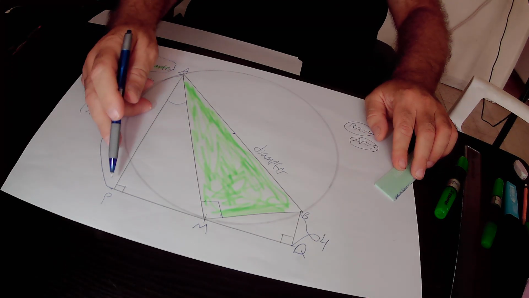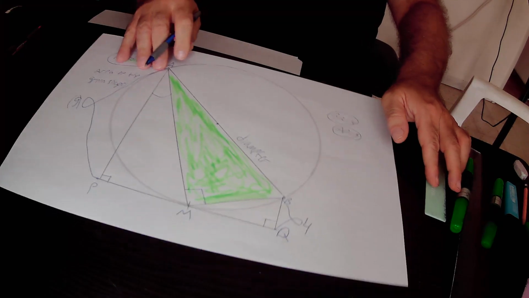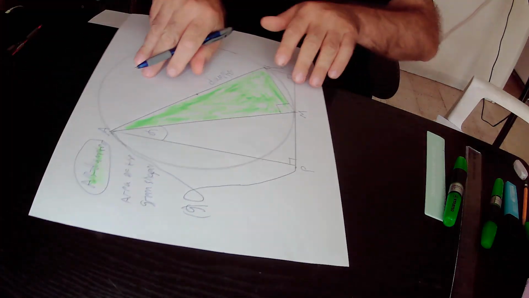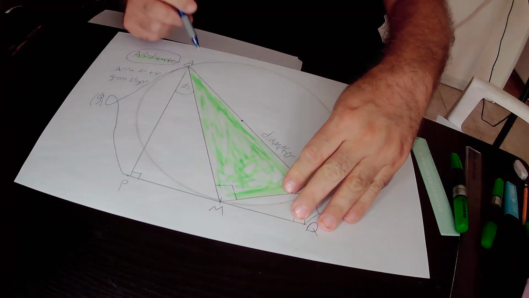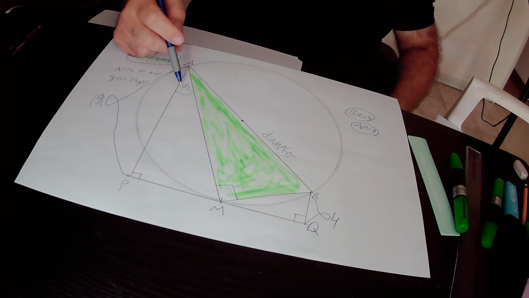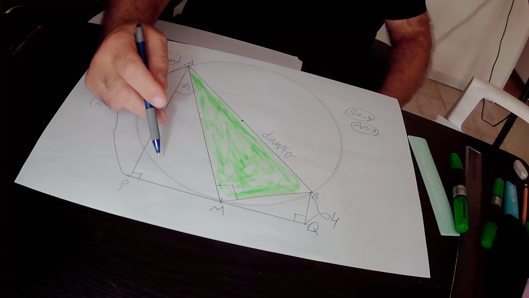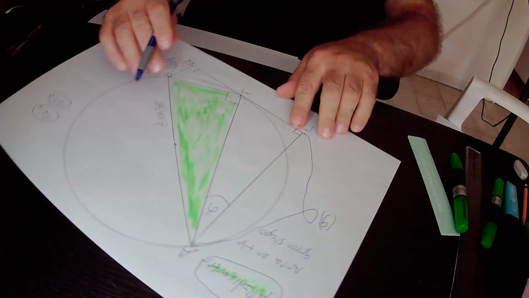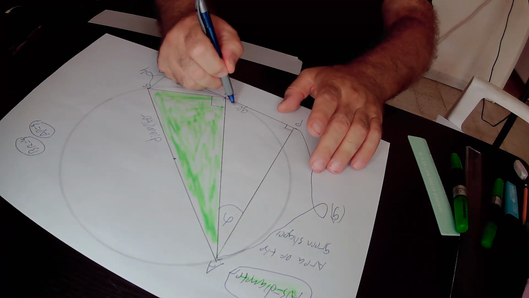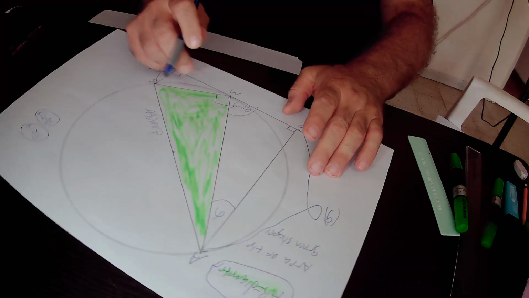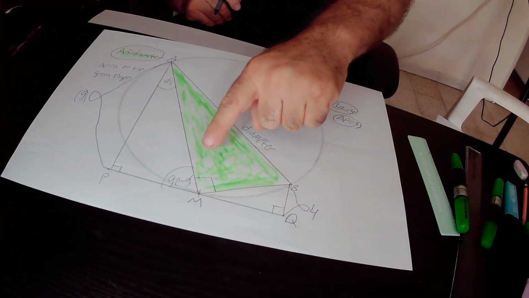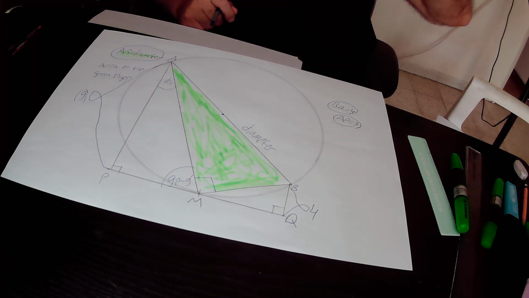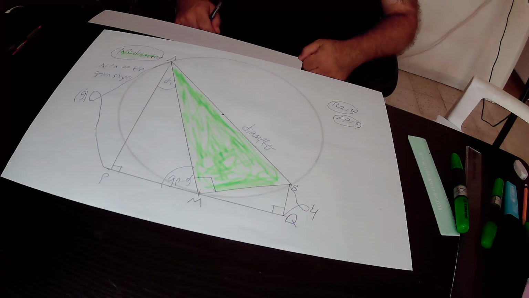Define this angle, the angle PAL, as alpha. So in the right triangle APM, this angle equals alpha, this angle equals 90 degrees, and therefore this third missing angle must be equal to 90 degrees minus alpha. Why? Because 90 degrees minus alpha plus alpha is 90 degrees, and 90 degrees plus 90 degrees is equal to 180 degrees. That is the sum of the angles in a triangle.